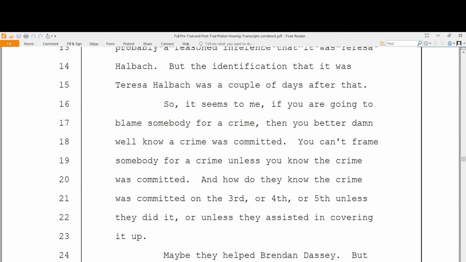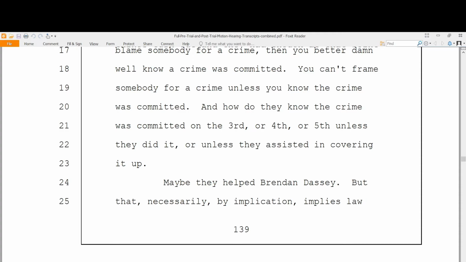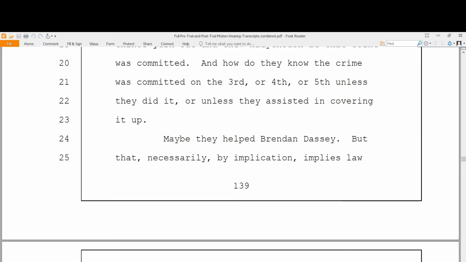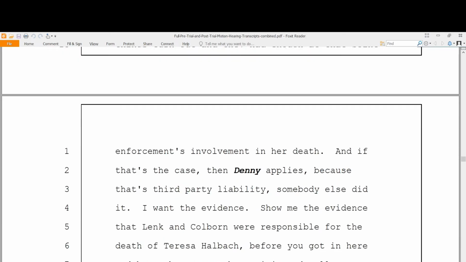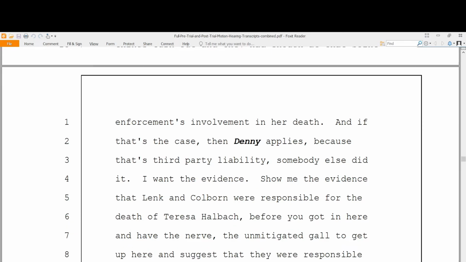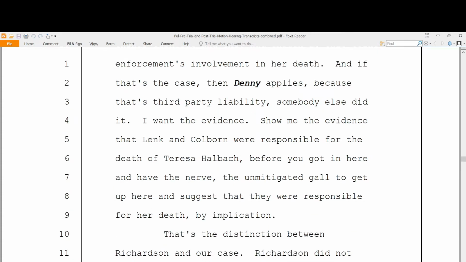So it seems to me, if you're going to blame somebody for a crime, then you better damn well know a crime was committed. You can't frame somebody for a crime unless you know the crime was committed. And how do you know the crime was committed on the 3rd or 4th or 5th unless they did it, or unless they assisted in covering it up? Maybe they helped Brendan Dassey, but that necessarily by implication implies law enforcement's involvement in her death. And if that's the case, then Denny applies, because that's third-party liability. Somebody else did it. I want the evidence.